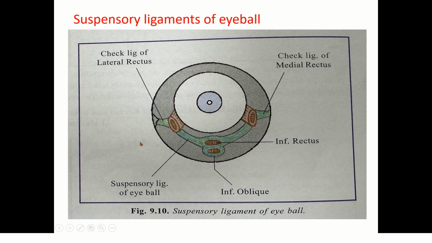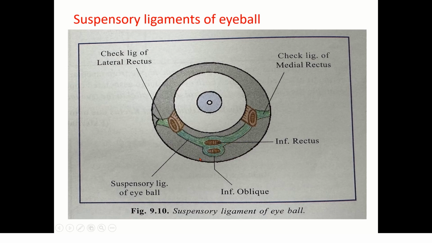Now you can see here, this is the lateral rectus muscle. See the connective tissue condensation, the check ligament of the lateral rectus, which is attached to Whitnall's tubercle. Here you can see the check ligament of the medial rectus, which is attached to the posterior lacrimal crest. And here you can see the suspensory ligament of the eyeball, otherwise called Lockwood's ligament, which is holding the inferior oblique and inferior rectus.